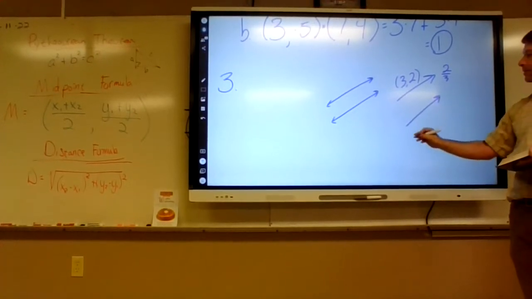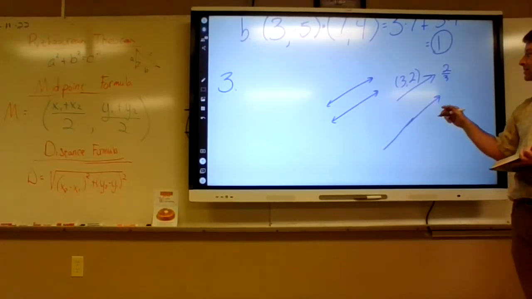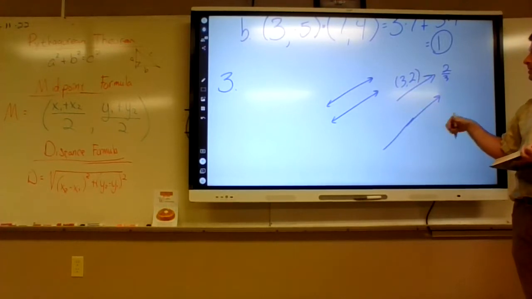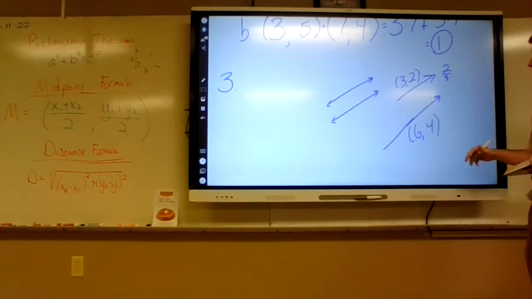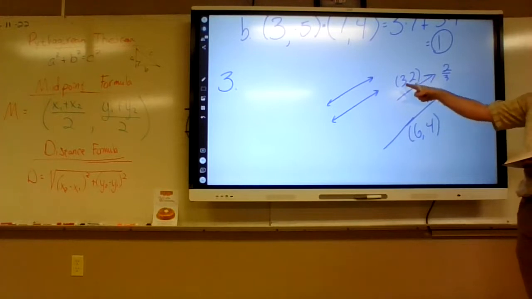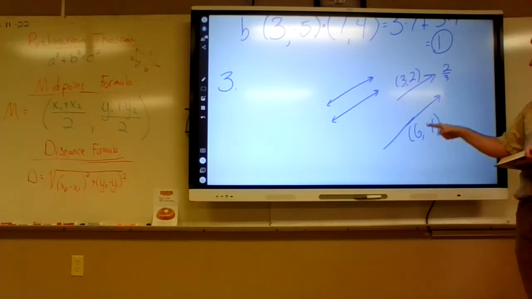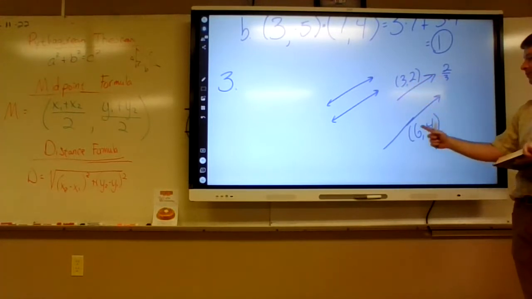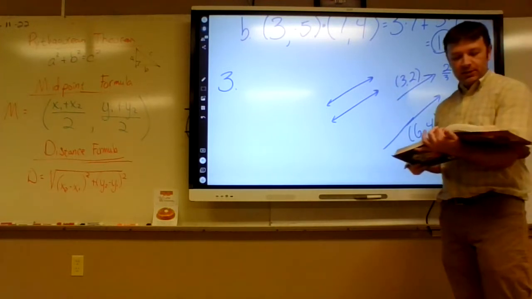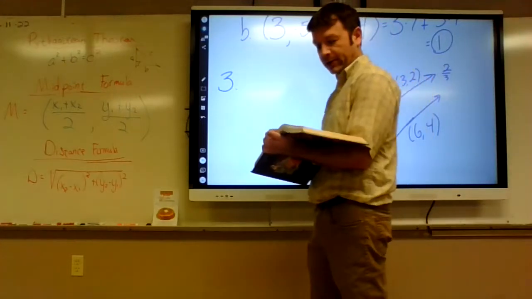So any other vector that's going to be parallel to that should have the same ratio between the y and the x value. Same ratio. It could be 4 over 6. So 2 over 3 should equal 4 over 6, or something like that. So on number 3, one of the vectors is 4.